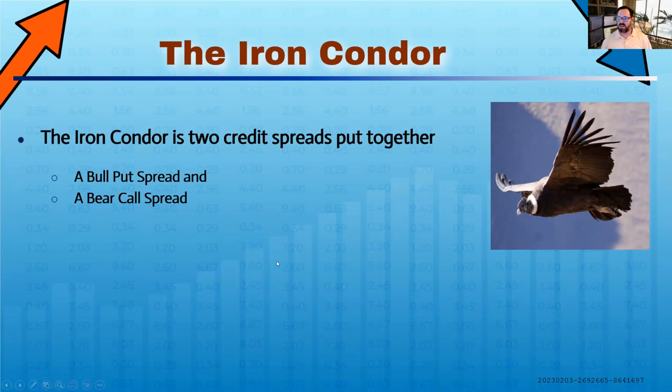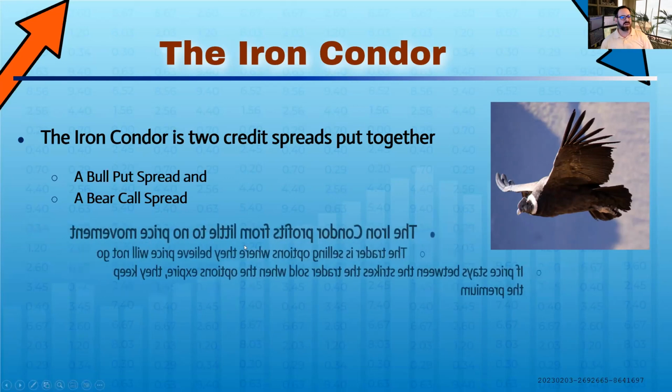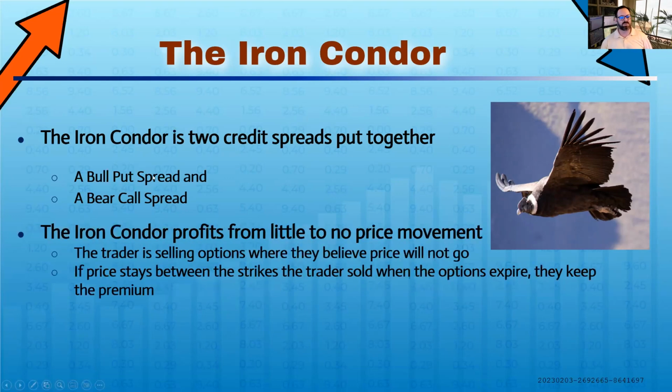Anyway, the iron condor is nothing more than a bull put spread and a bear call spread, and profits typically from very little to no movement in price. When it comes to the bull put spread, that profits, remember, from prices either going up or staying sideways. The bear call spread profits from prices going down or moving sideways. So if you put both of those together, you basically are framing where you want price to stay, and if price stays in that range, the profit comes. If it goes out of that, that's where you would lose.